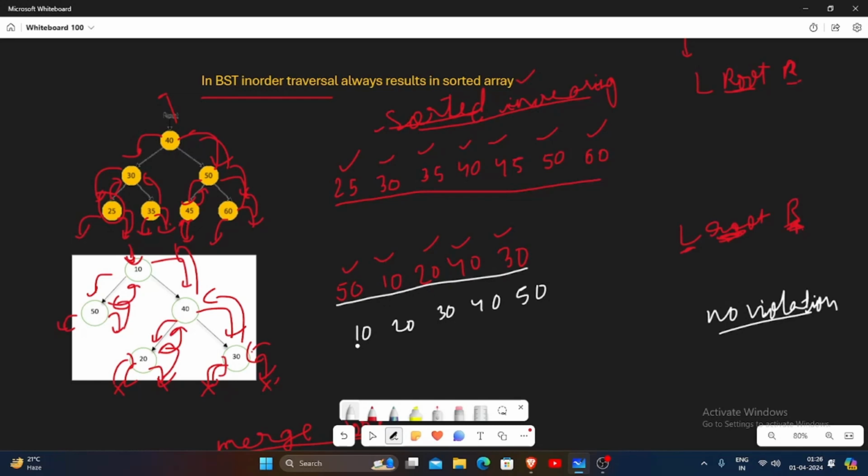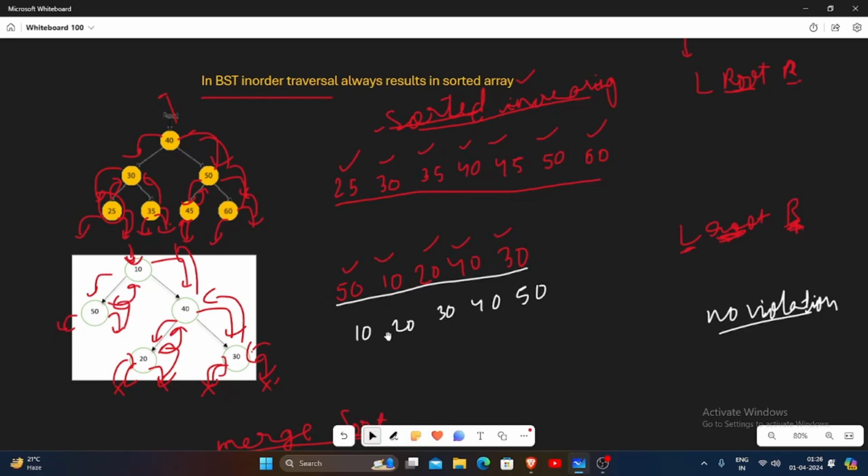So the first step is that somehow you get the Inorder Traversal. This is our very first step. So you get the Inorder Traversal 50, 10, 20, 40, 30. In this case, if it was 10, 20, 30, 40, 50, that means it was a valid BST, with no violations.